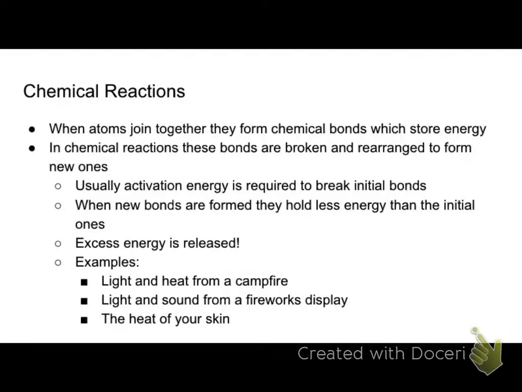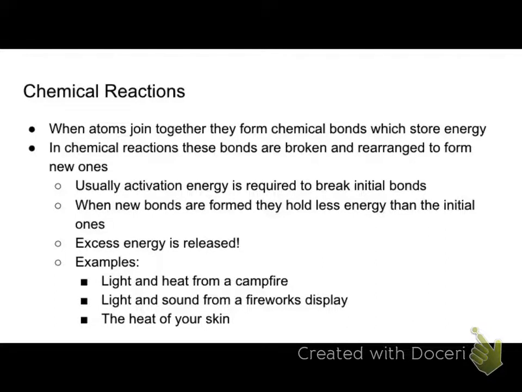Chemical reactions. When atoms do join together, they form what we call chemical bonds. Okay? So that sharing of electrons or that charge attraction forms a chemical bond, and those chemical bonds store energy for that molecule.